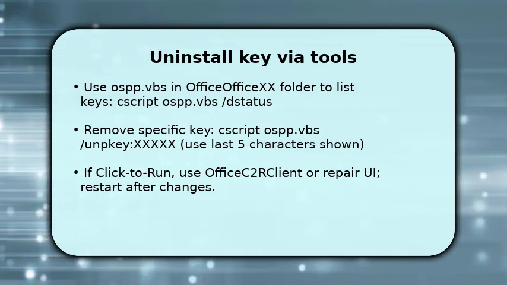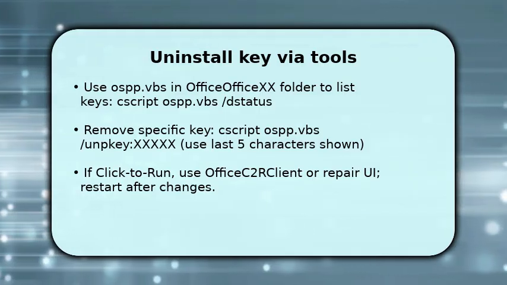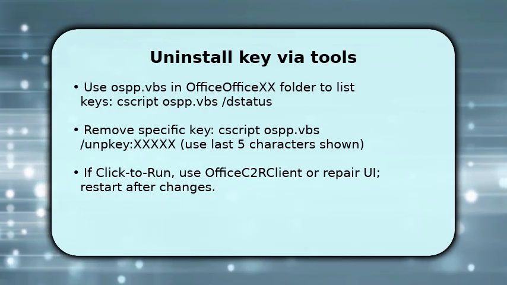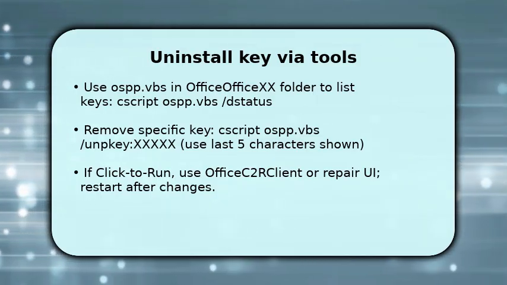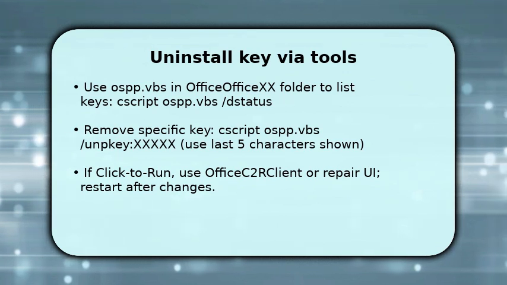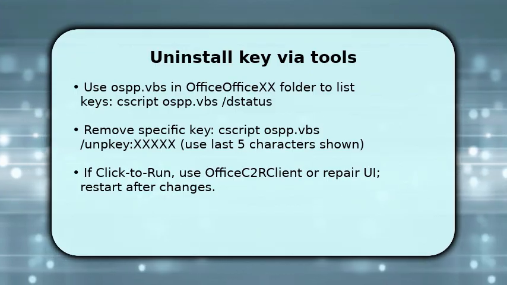Once you see the target key, run cscript ospp.vbs /unpkey:XXXXX, using the last 5 characters shown, to uninstall that key. If Office is Click-to-Run, you may need the Office C2R client tool or use Programs and Features to change/repair the install. Then reboot to finalize the change.